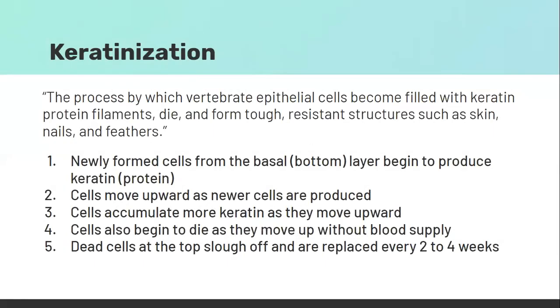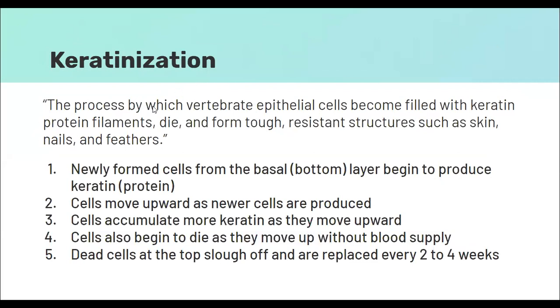And then now we're going to go over the process of keratinization. Keratinization is the process by which vertebrate epithelial cells become filled with keratin, which is basically protein filaments. They die. So these protein filaments, they die and they form tough resistant structures such as skin, your nails, and feathers. So if you feel your nails, they're very firm. They're very hard, like they're not soft and squishy, and that's keratin.